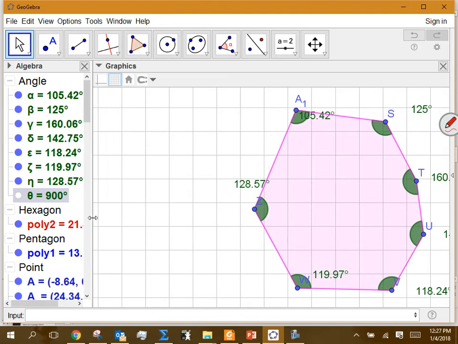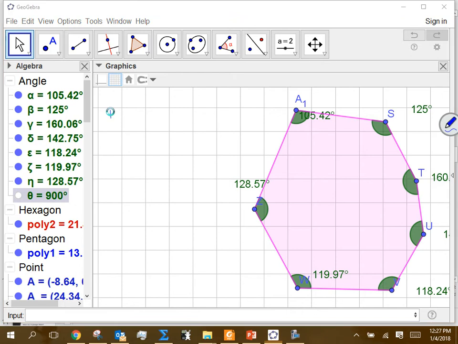Okay, so all I did is I asked GeoGebra to take all these numbers over here in this column and add them together, and in this case you get 900. Well, if I take n minus 2 times 180 in this particular picture, n being 7, I get 5 times 180. Well, 5 times 180 is 900. Does that make sense to everybody?